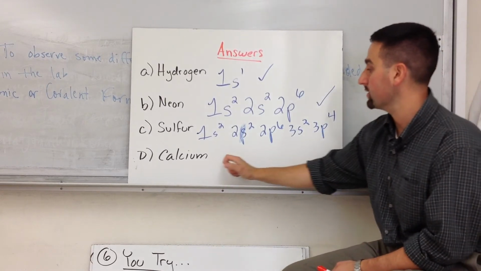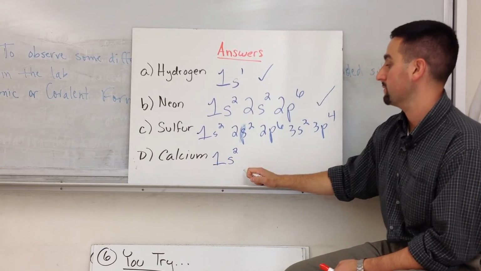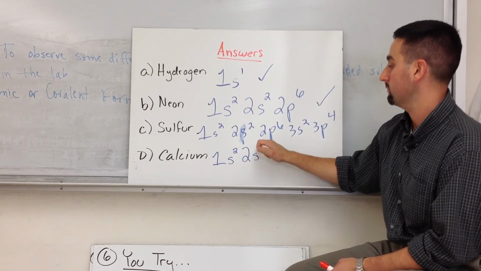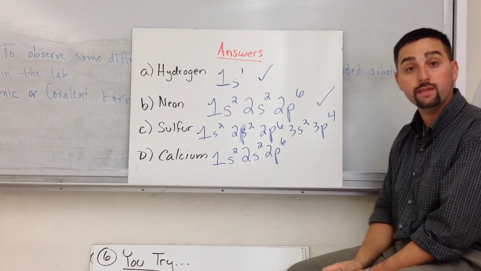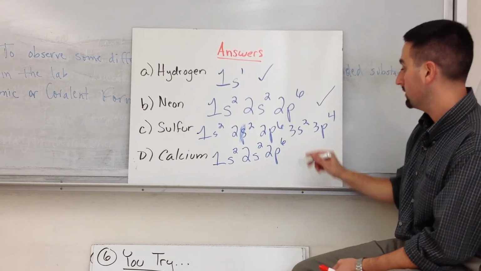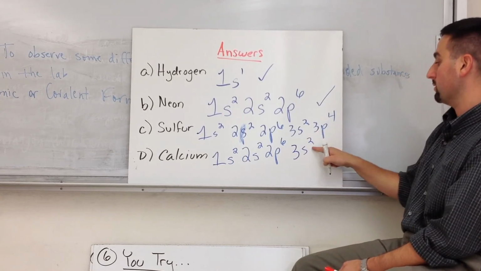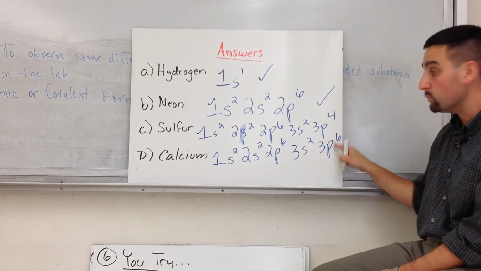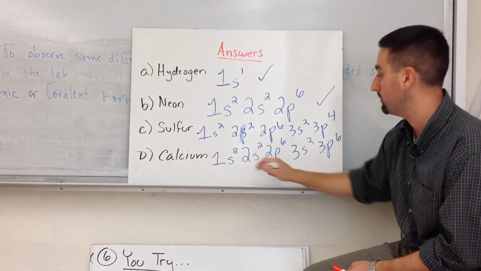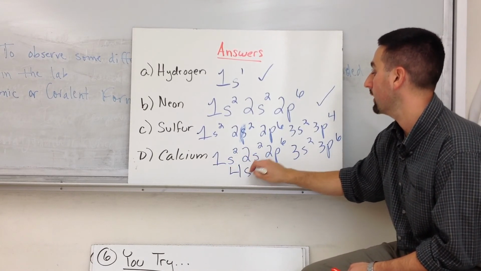And finally, calcium. The first shell is full with 2 electrons. The second shell has the s and p subshells full. Its third, or 3s2 subshell is full. 3p6, that's 18, and we have 2 more to get to 20, calcium, and that ends in 4s2.